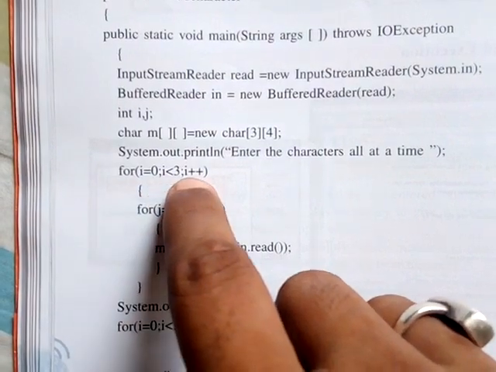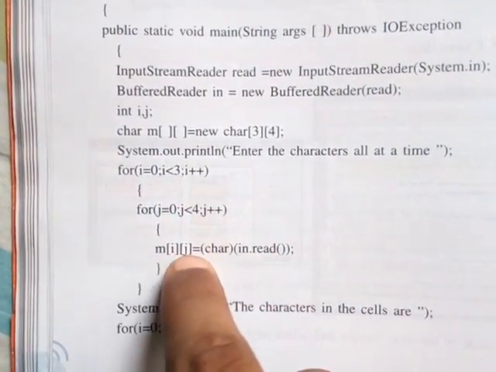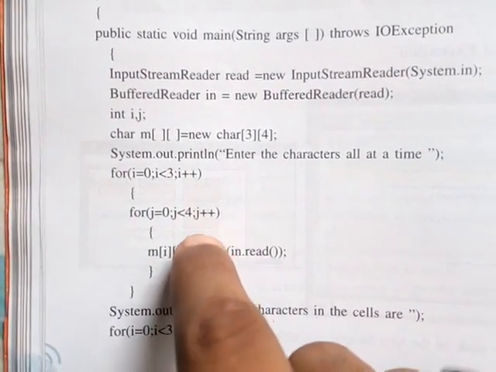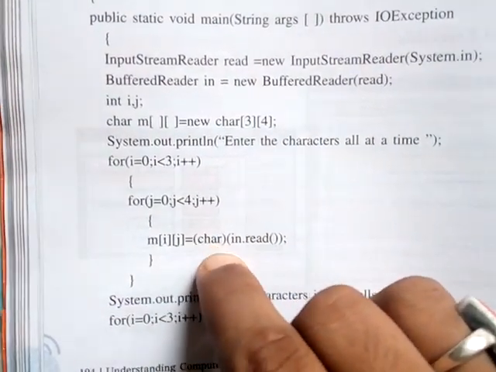Then for i equal to 0, i less than 3, i plus plus, j equal to 0, j less than 4, j plus plus, m[i][j], that means m[0][0], first position, equal to (char). It is called typecasting. Sir, why is it typecasting?